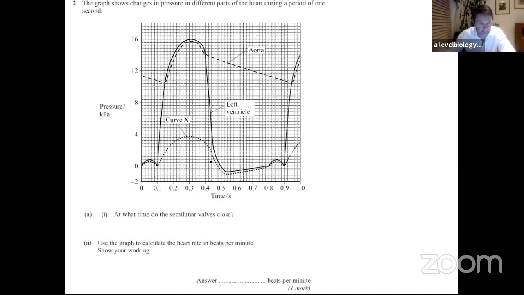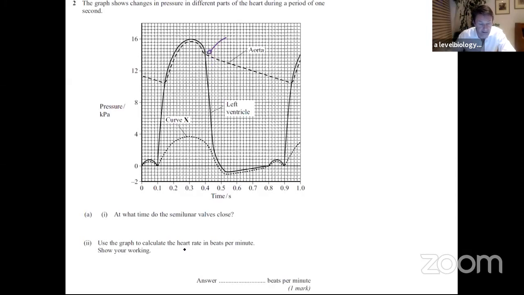Should we have a look at this or not? Maybe there's a good point to this. Yeah, perhaps there is. Right, so at what time do the semilunar valves close? Well, the semilunar valve is between the aorta and the ventricle, so the semilunar valve will close here.